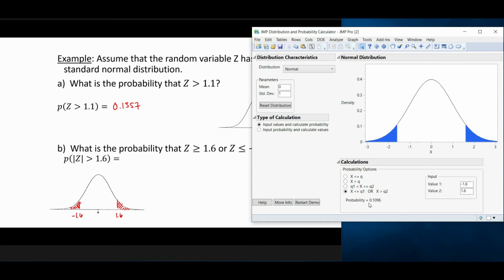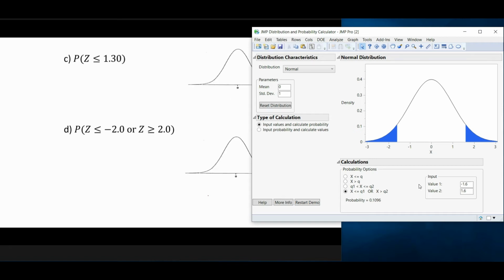And now I've identified these areas that correspond to that cutoff. And that tells me between those two tails, I've got about 11% of the area. So half of that is down here in the lower tail and half is up here in the upper tail because of the symmetry of that normal distribution. So this is 0.1096. And then I could indicate that between those two, that gives me 10.96% of the area of that normal distribution.